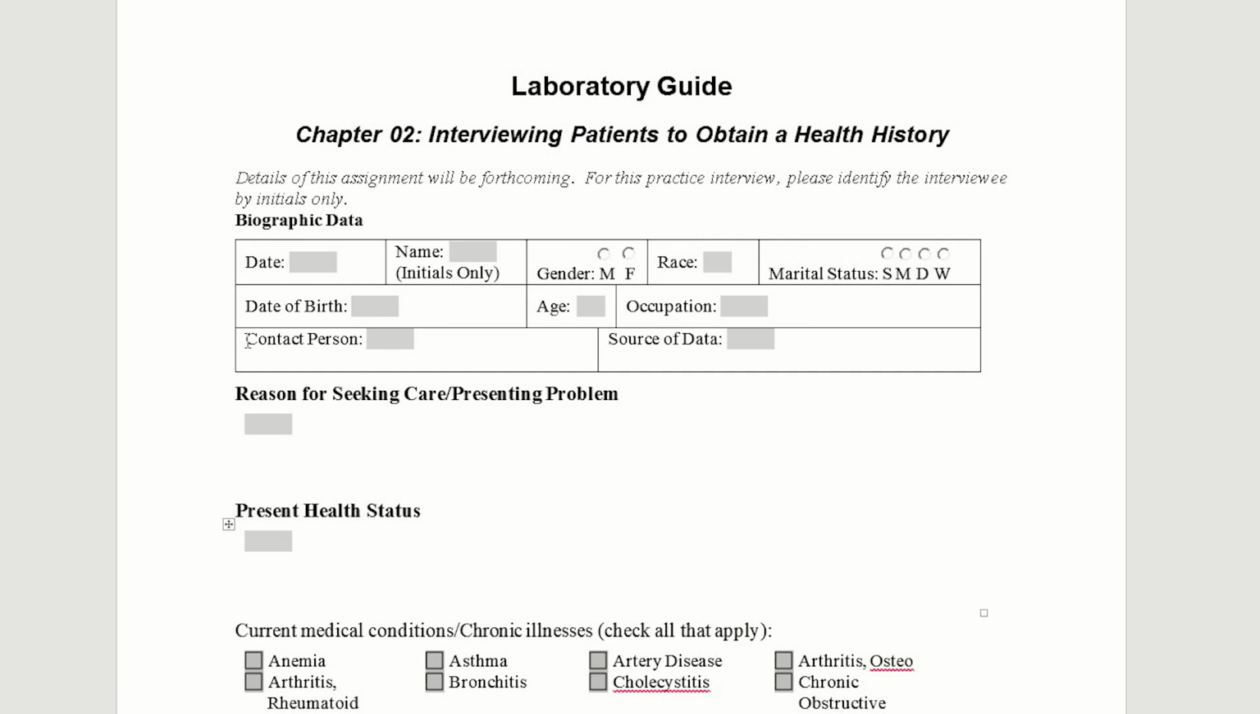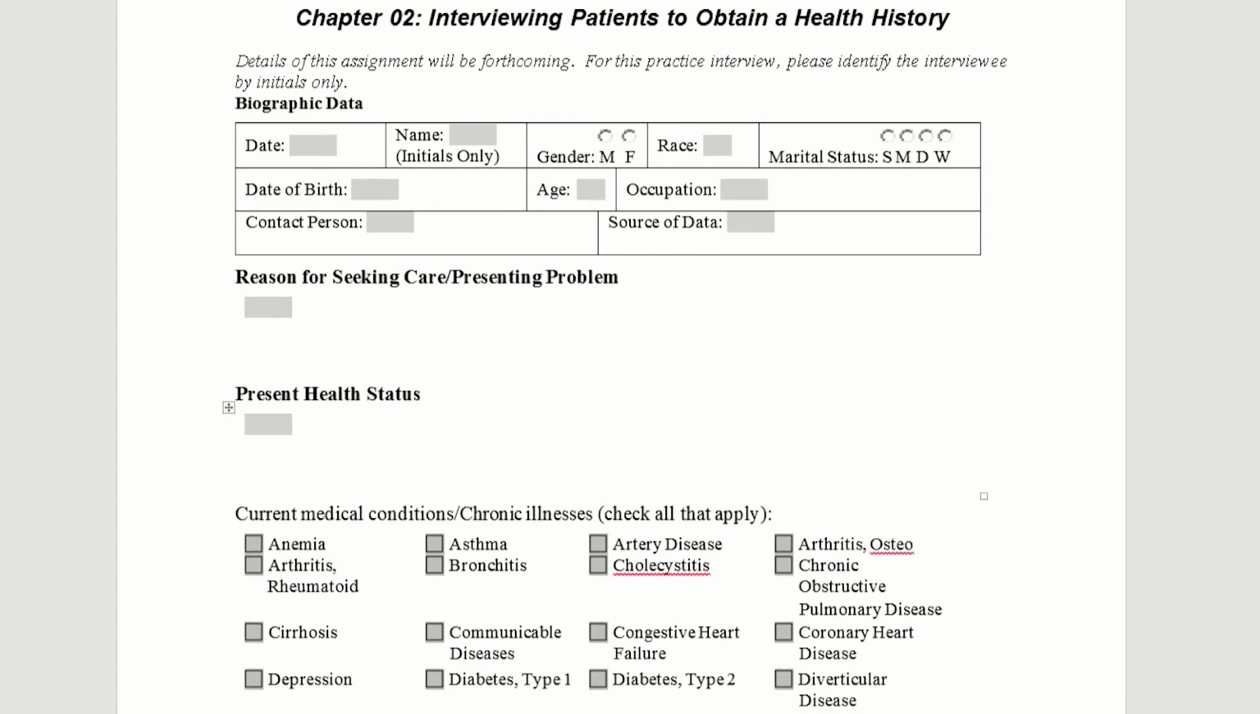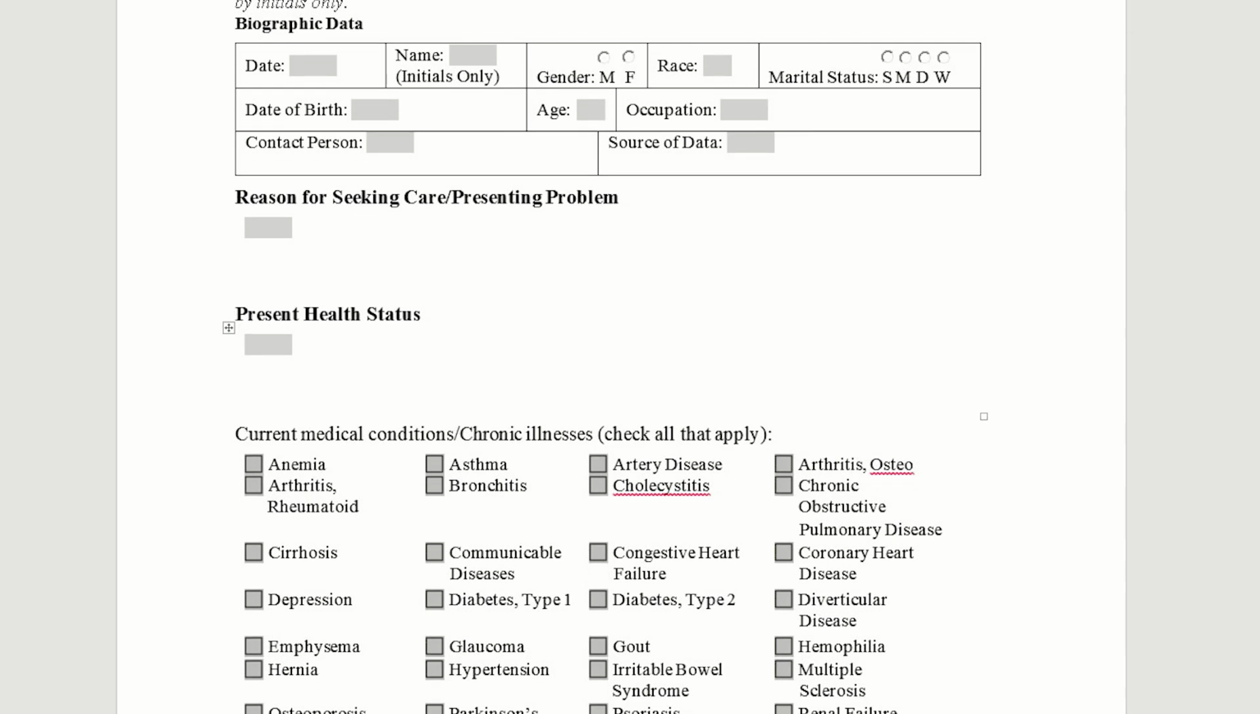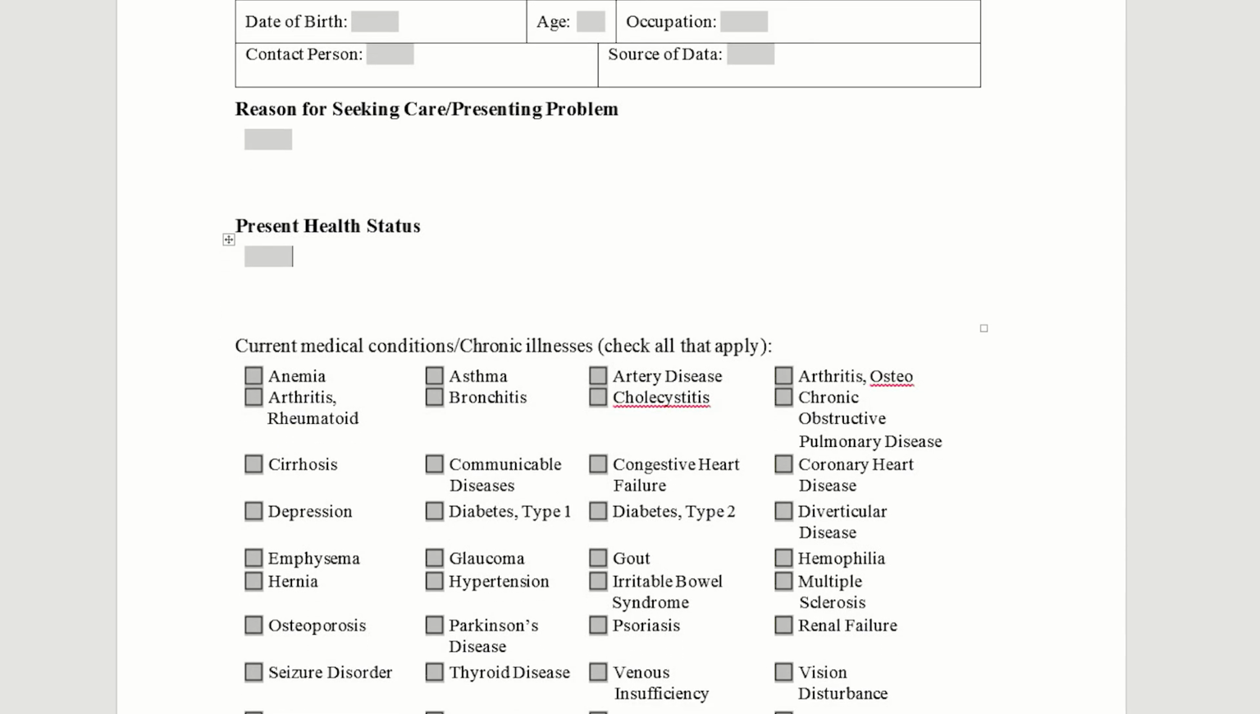Emergency contact person here. For this contact person, put their initials and how they are related to the person you are interviewing. Source of data will be your interviewee, of course, not a secondary source for this assignment. A reason for seeking care, presenting problem. It could be a real problem or it could be just a regular annual physical checkup.